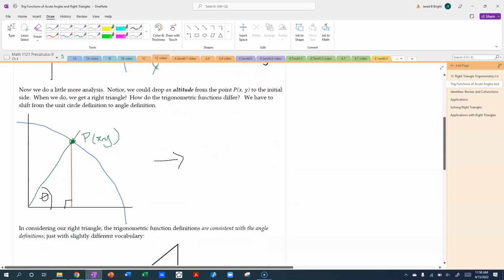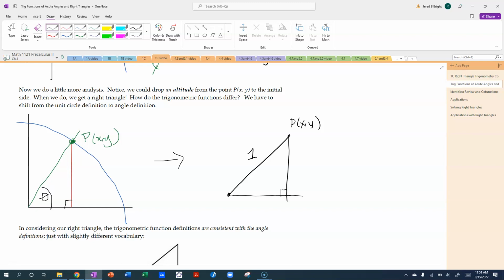We're going to drop an altitude, and an altitude, if you don't remember that, that's a perpendicular line. So we're going to drop an altitude from point P to the initial side, and so it would be a line that's perpendicular to the initial side, the x-axis, that goes through P. And so we get a little triangle, which I'll blow up over here. Okay, so we'd have the origin, we'd have the diagonal line that is length 1 because of the hypotenuse. Here would be P of x, y. And then we have this straight vertical line, and here's our x-axis. And this, to indicate that it is perpendicular, that would be our 90-degree angle, okay?